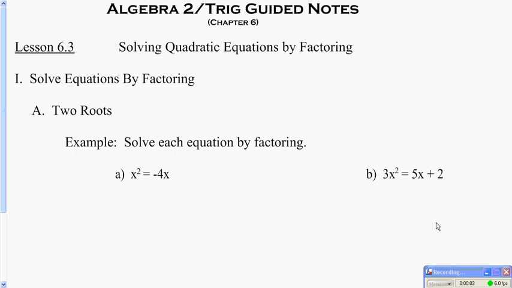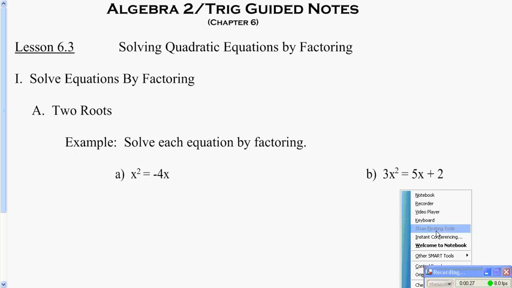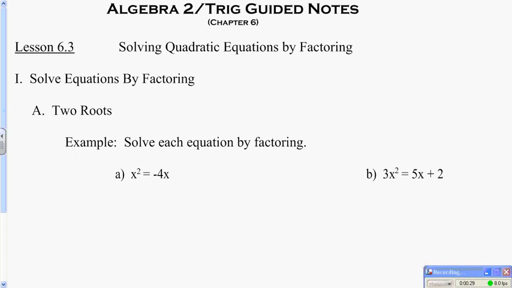Lesson 6.3, Solving Quadratic Equations by Factoring, takes us from approximating our solutions by graphing to finding out exactly what the solutions are by factoring. So our first step here is to set a quadratic equal to 0. For our first one, A, we're going to set everything equal to 0 by moving the negative 4x to the left side.